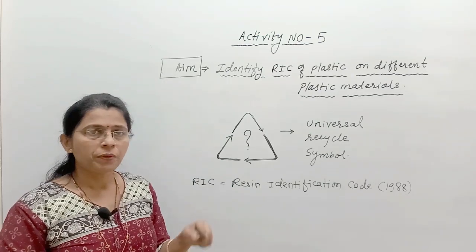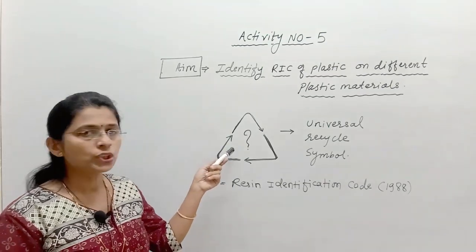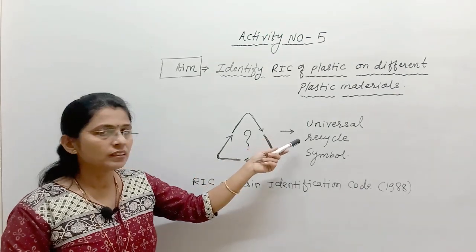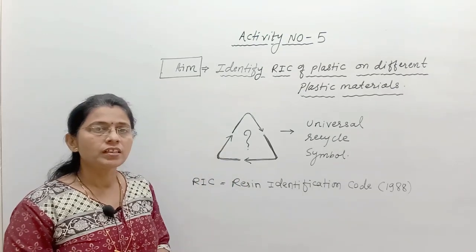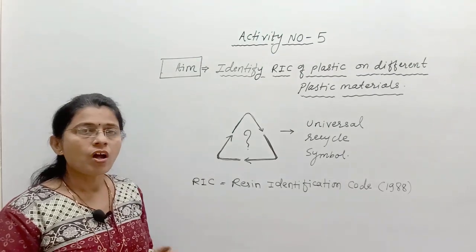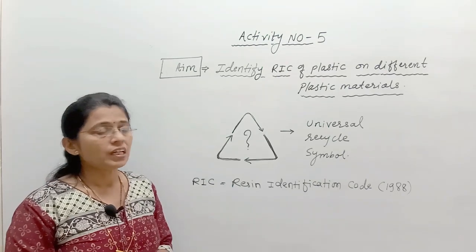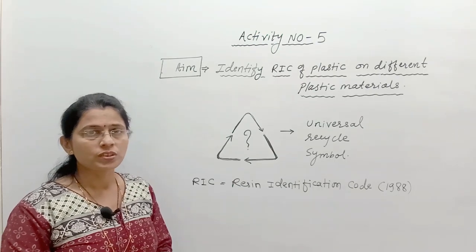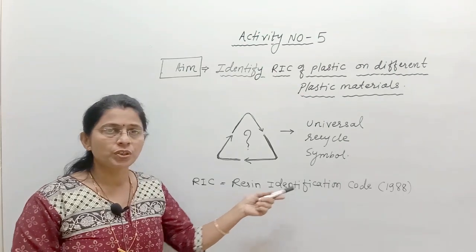That's why at the bottom of plastic, or on any side of plastic, we may observe such a symbol. Such a symbol is the universal recycle symbol. It indicates that the material has recyclability. This symbol, along with a certain chronological order, was developed in 1988 by the Plastic Industry Association. RIC means Resin Identification Code.